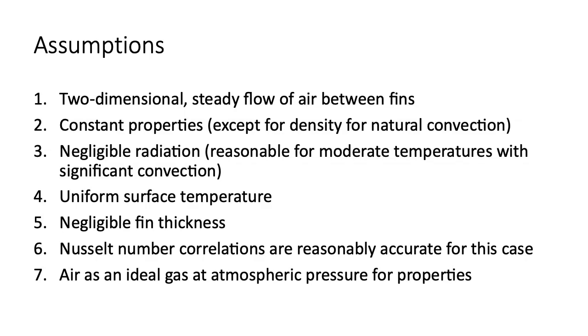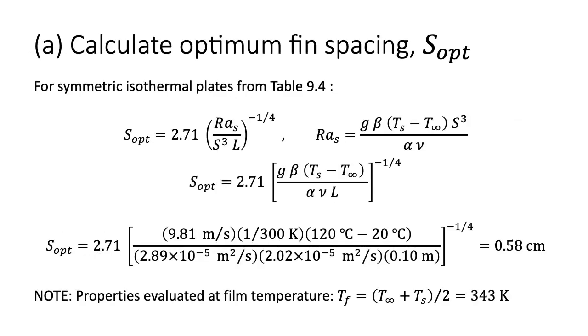20% for our results. For part A, to calculate the optimum fin spacing, we use equations to solve for this value from table 9.4 of our textbook in terms of the Rayleigh number. When we substitute the Rayleigh number into this equation, the spacing on the right cancels, thus we can solve directly for the optimal spacing. Substituting in values, we get a spacing of 0.58 centimeters. Finally, we note that all the properties have been evaluated at the film temperature of 343 Kelvin.